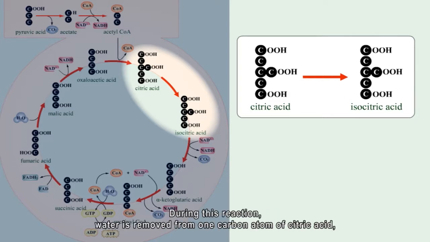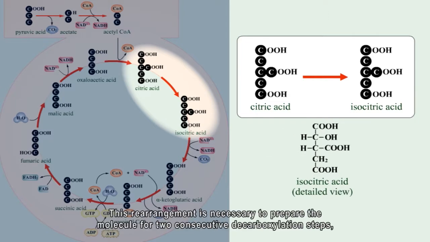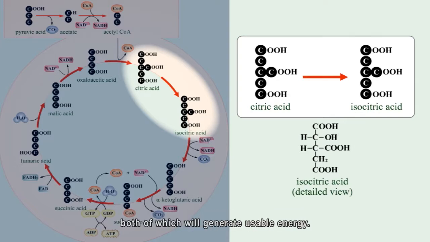During this reaction, water is removed from one carbon atom of citric acid and then added back to the adjacent carbon atom. This rearrangement is necessary to prepare the molecule for two consecutive decarboxylation steps, both of which will generate usable energy.